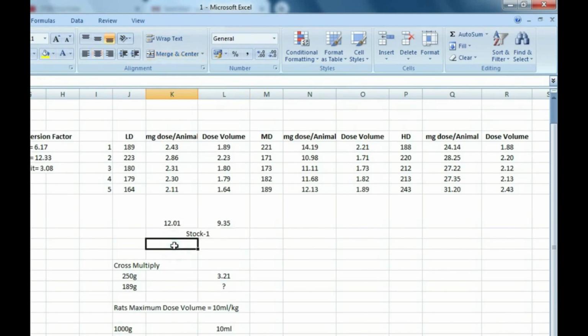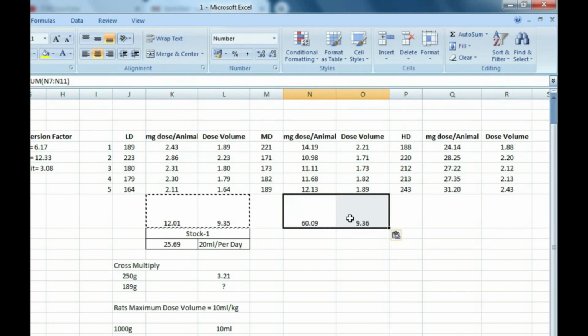So we will write here 20 ml, and for that, per day. So here we have to prepare freshly for every day the dose, because the animal weights change daily, so we have to prepare this daily. So now we have to do the multiplication, 12.01 into 20 divided by 9.35. So here we found the dose amount, means drug amount in mg, and that is the first stock solution.